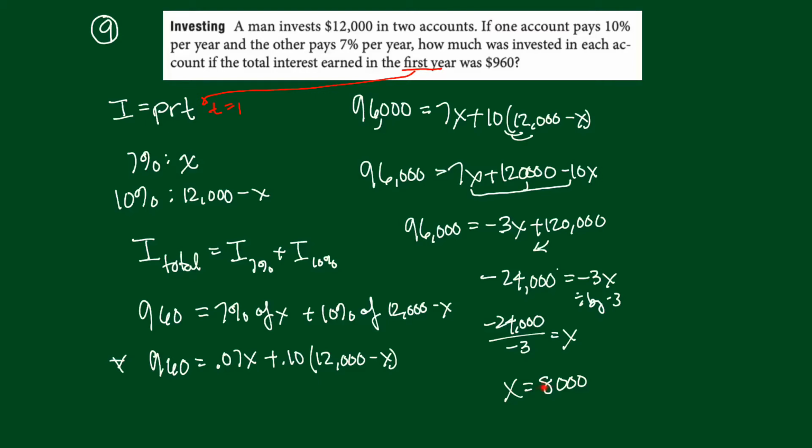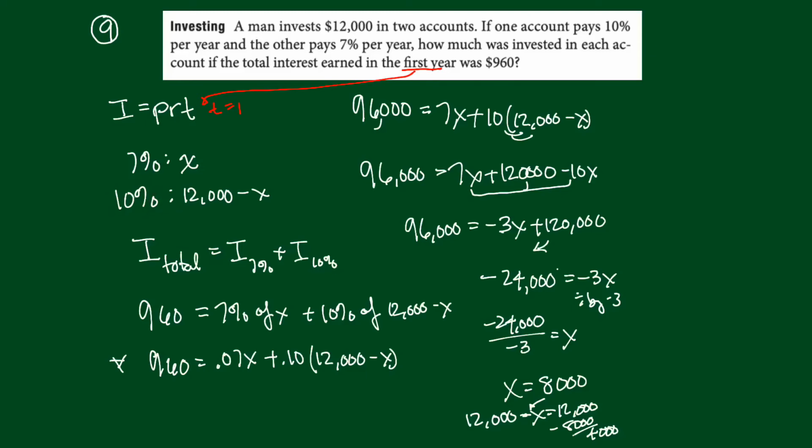Now, it's a word problem, so follow it all the way back and find out what x was to begin with. What was x? X is the amount that we invested at 7%. And then right below it, you have the amount that you invested at 10%. So I'm going to do that right here. Right below this, I'm going to write 12,000 minus x. Okay, so there's the x. I got that 8,000. So 12,000 minus 8,000 is 4,000. And that 12,000 minus x, that's the amount at 10%.